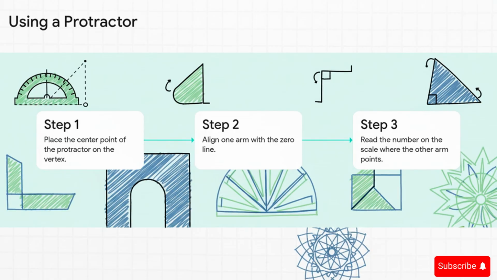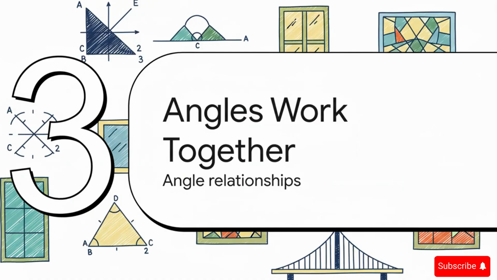Now, the cool thing is, these aren't just ideas. They're real, measurable values. You use a tool called a protractor. Maybe you remember it from school. You just place the little center hole right on the vertex. Line up one of the arms with the 0 line, and then just read the number where the other arm points. Super easy.